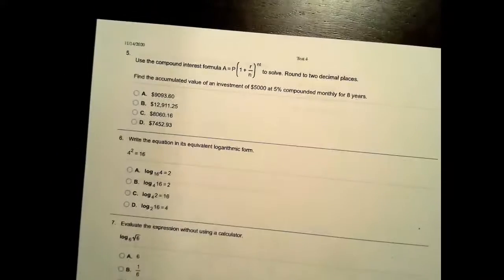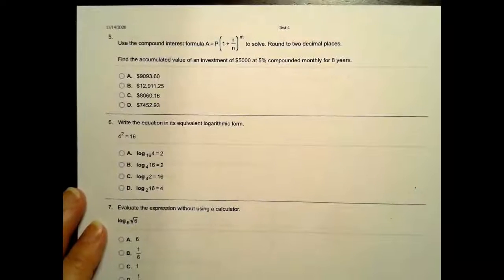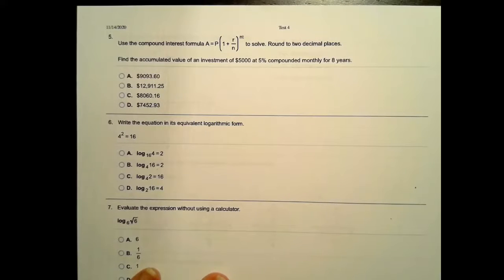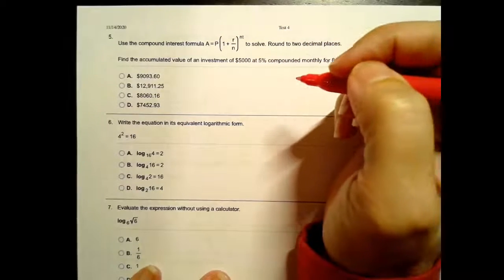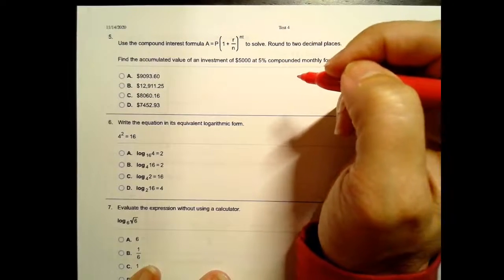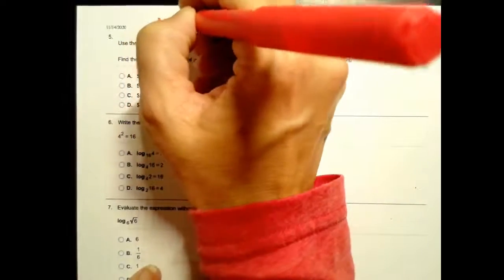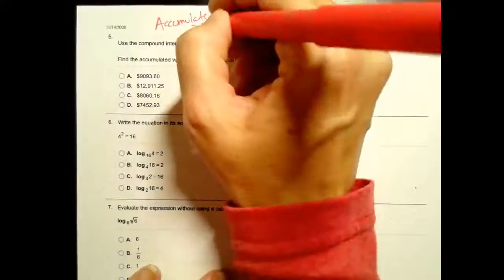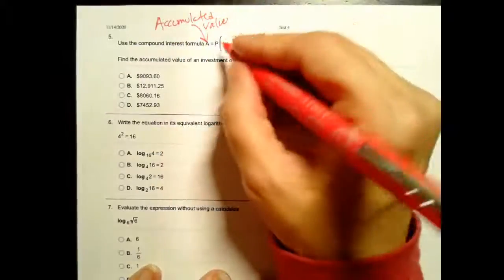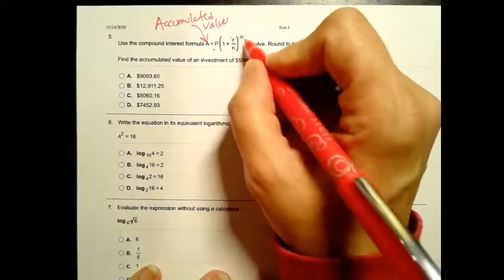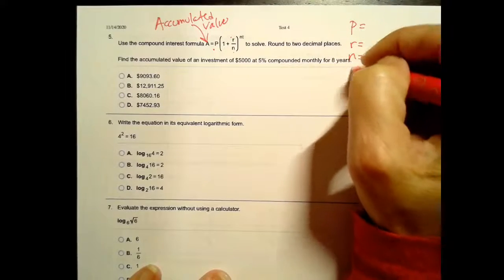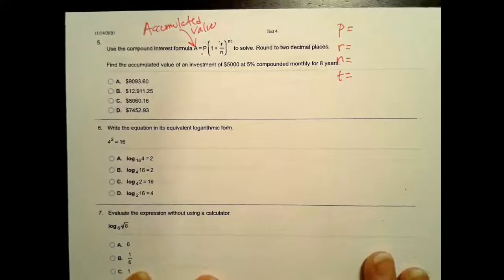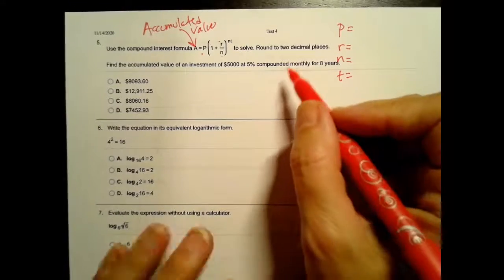Next, this one is just a basic compound interest formula problem. So all you have to do is figure out what the values are that you need to plug into the formula. Your A, that's your accumulated value. Okay, so you need to know P, R, N, and T. And you should be able to get that from the word problem.